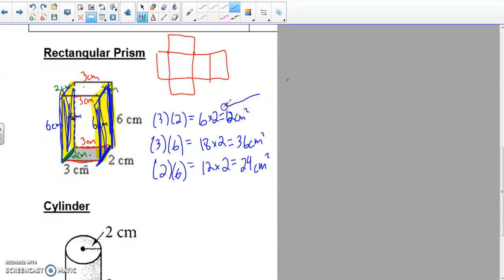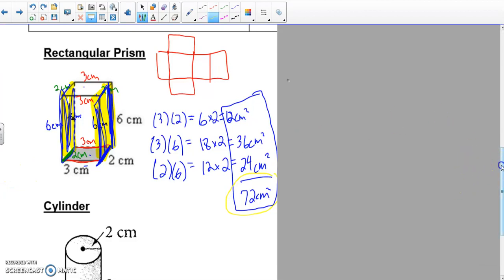And now to find the total surface area, we just take those 3 values, we add them all up, and we get 12 plus 36 is 48, 58, 68, 72 centimeters squared for our final answer. So it's just a matter of you thinking really carefully through all your formulas and adding them all up.